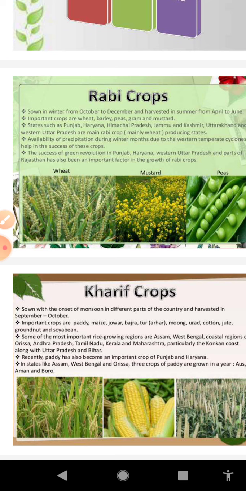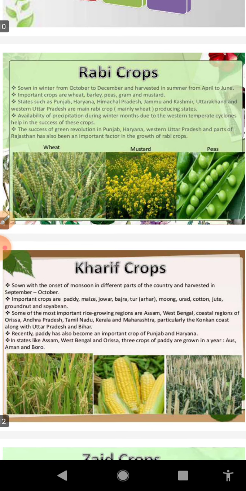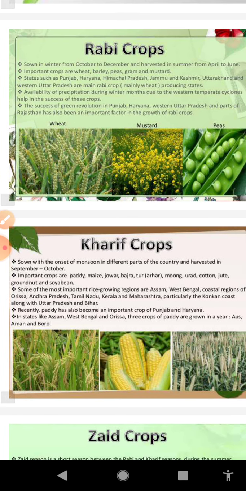With regard to the Rabi season, generally we are growing winter crops, or the crops which require less temperature and amount of rainfall. The Rabi crops or winter crops are cultivated from October to December, and they are harvested in summer from April to June. The important Rabi crops cultivated in India are wheat, barley, peas, gram and mustard.